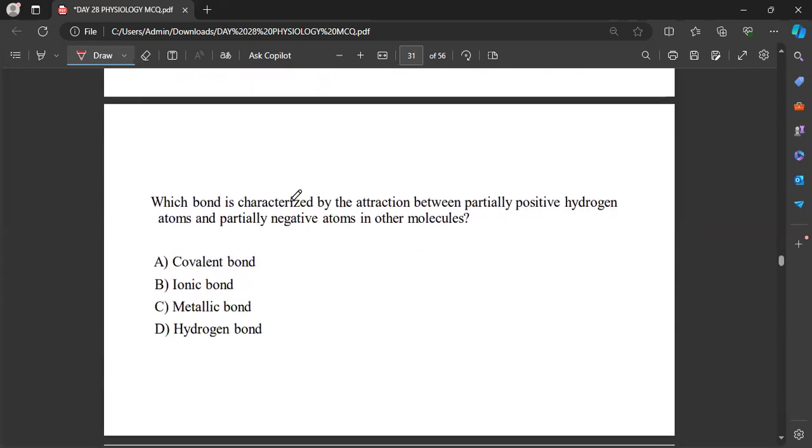Now which bond is characterized by attraction between partially positive hydrogen atoms and partially negative atoms in other molecules? Don't think it will be the chemistry part, it will be the biochemistry.